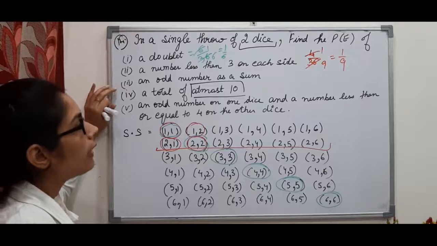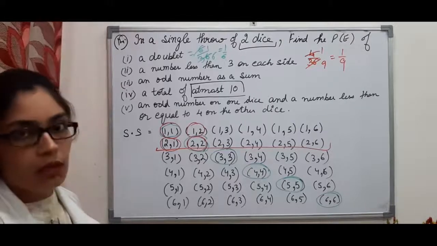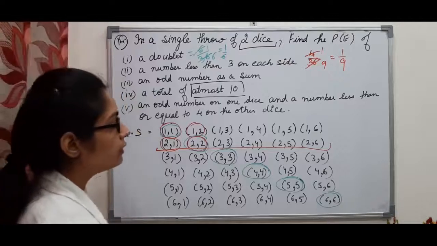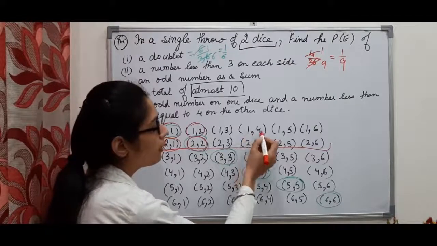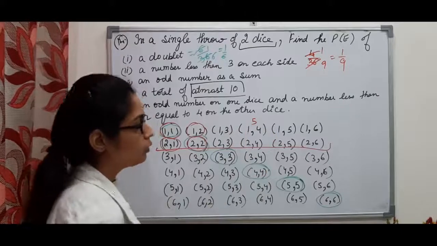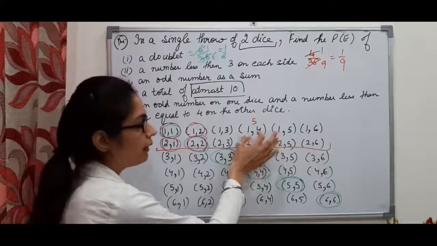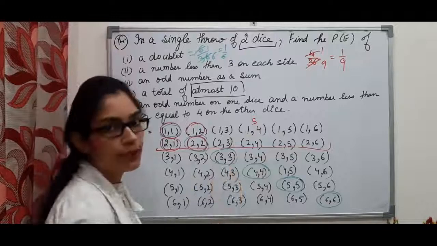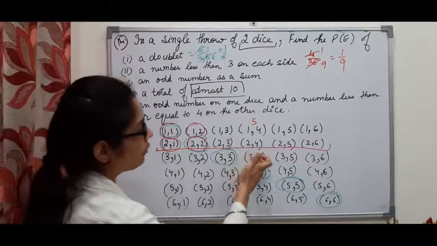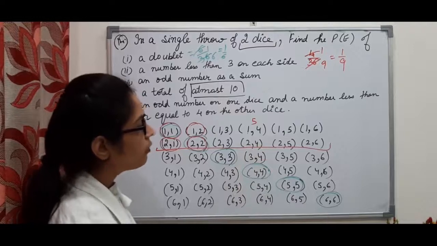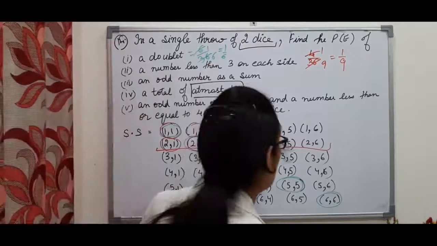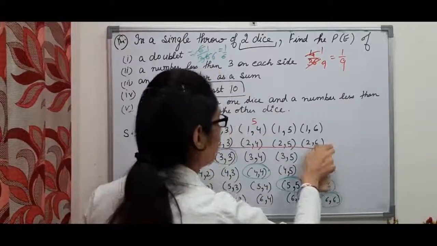An odd number as a sum. So the sum of two numbers should be an odd number. For example, if I am adding 1 and 4, I am getting 5. So the sum of 1 and 4 is 5, which is an odd number. So I have to choose such events which are giving me a total of 5. So let's see. So I will just erase all this.